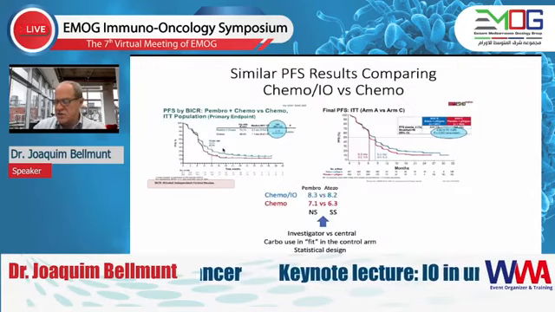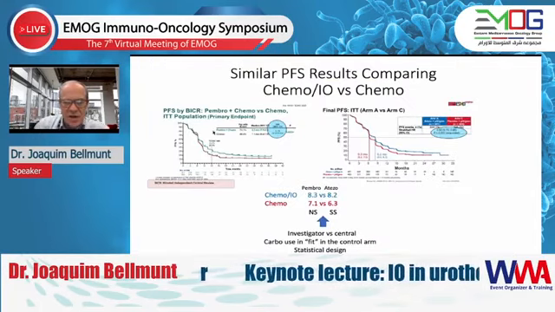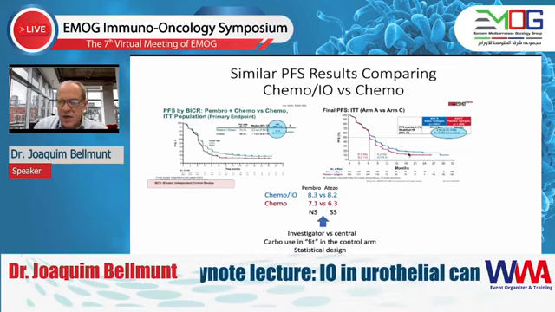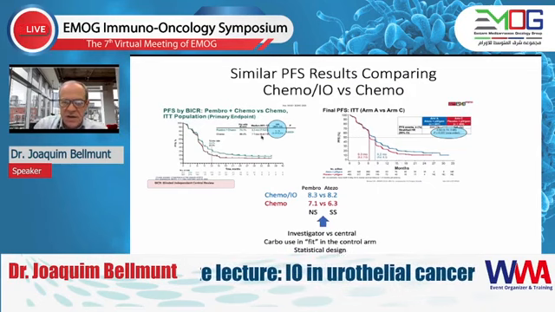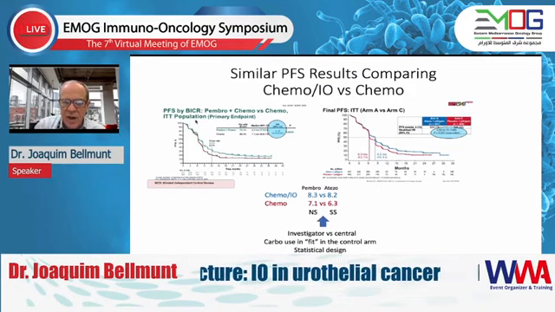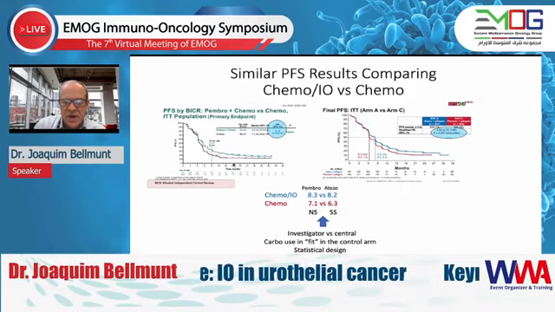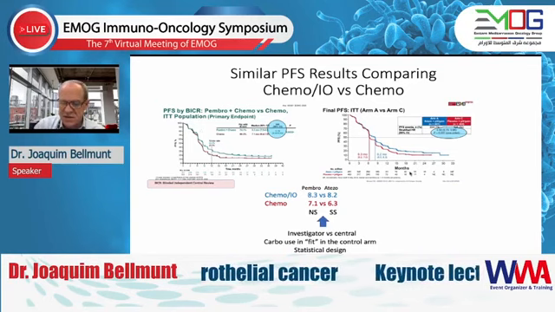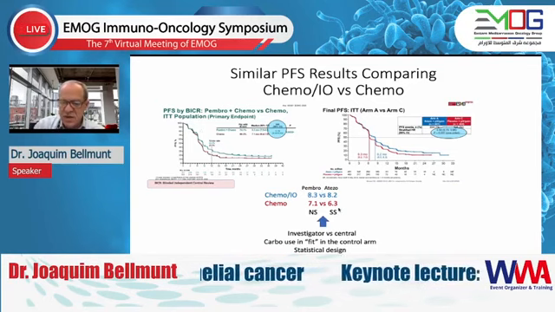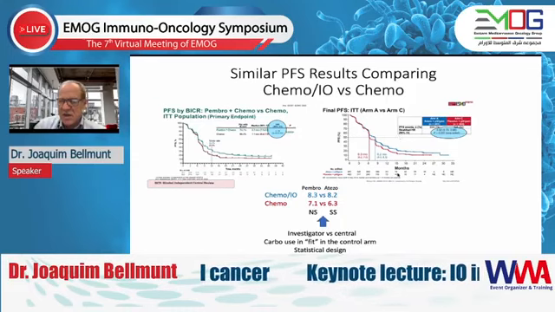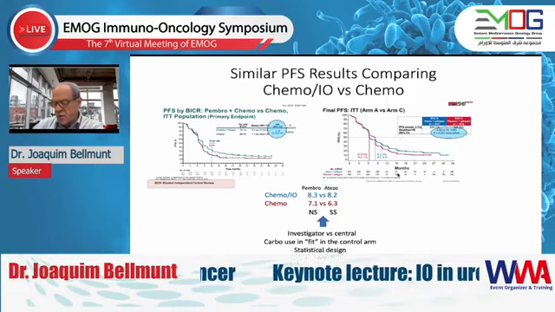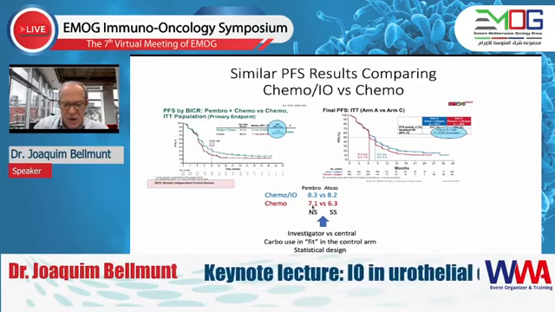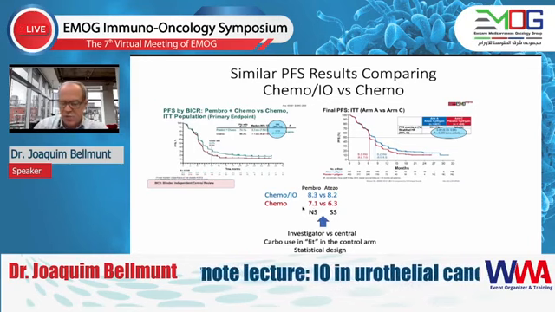trial, the KEYNOTE-361, we can see that the curves are quite similar, and the median PFS is quite similar, 8.3 months versus 8.2 months. Here it is 7.1 months because in this trial the PFS was independently assessed, while in this trial it was investigator assessed. And if you see the comparison, this one is statistically significant, the IMvigor 130, while the KEYNOTE-361 is non-significant because of that, 7.1 months versus 8.3 months.